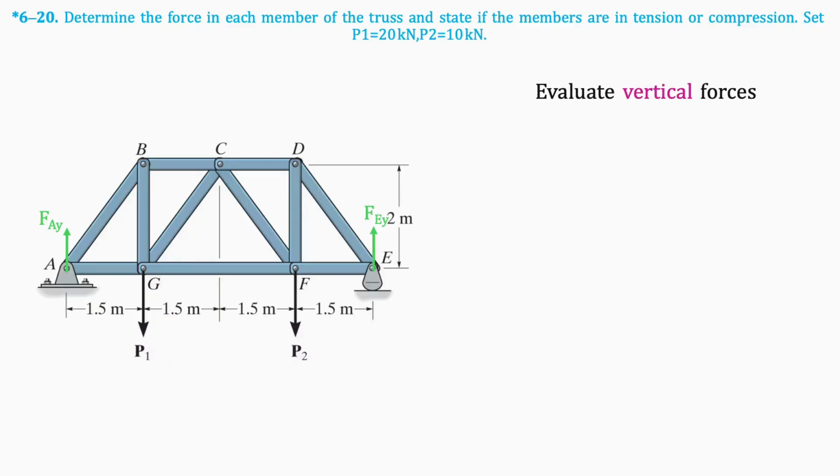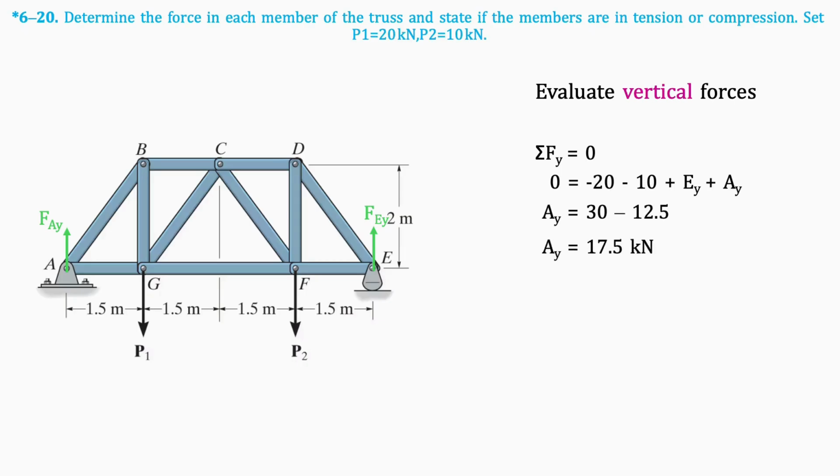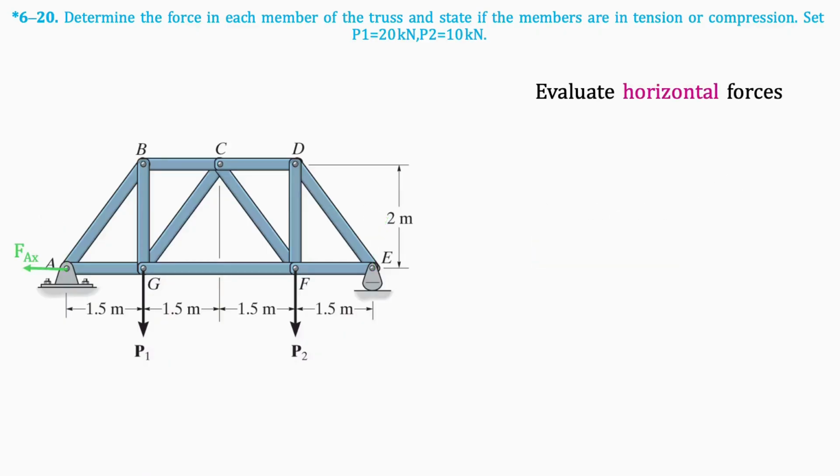Next, we'll take the sum of vertical forces, which results in the following equation. We just solved for the value of EY. So after substituting this value into the equation, we can isolate for the force AY, which results in 17.5 kilonewtons. Next, we'll evaluate the horizontal forces, and because AX is the only horizontal force, it must equal 0 for the structure to be in equilibrium.